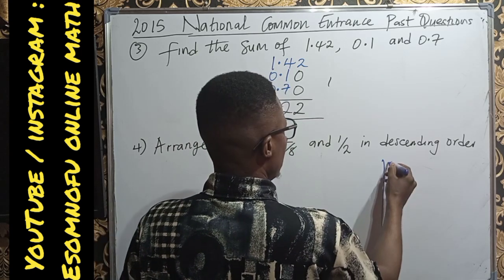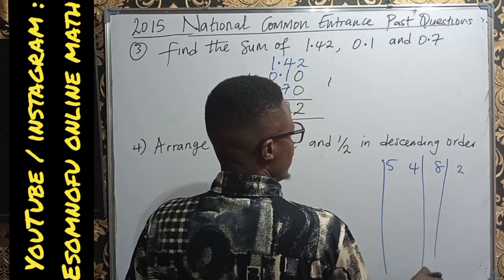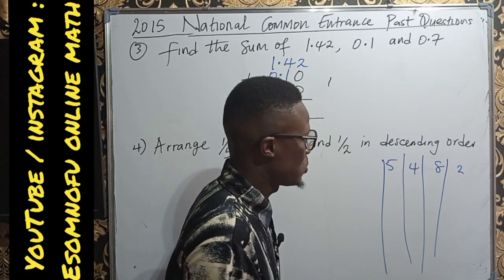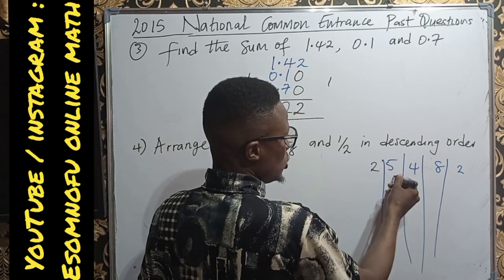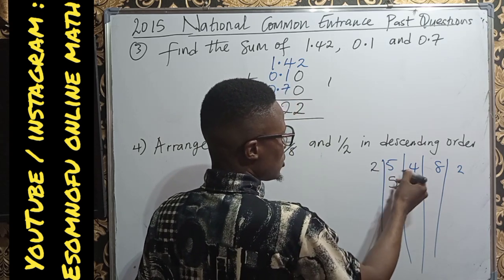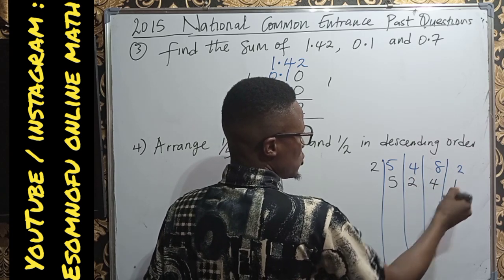5, 4, 8, and 2. Let us find the LCM. Divide by the smallest number which can go. Let us use 2 here. 2 cannot divide 5, bring it down. 2 divide 4 is 2. 2 divide 8 is 4. 2 divide 2 is 1.